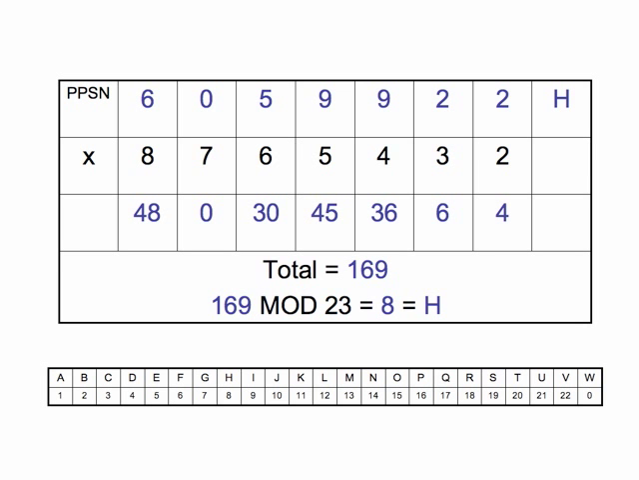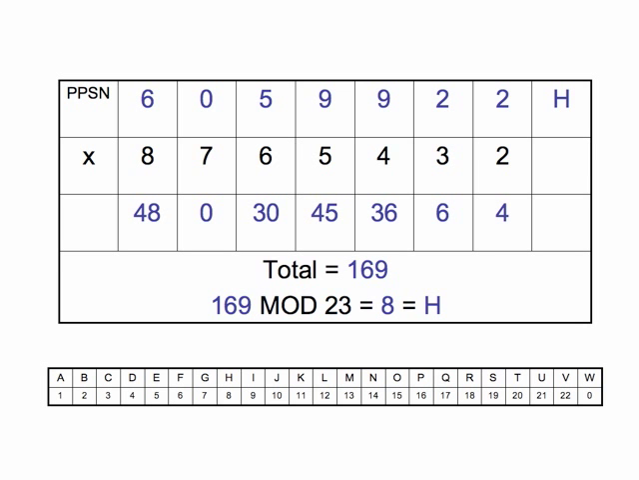Then we use a table to see which letter goes with that number. So 1 gets A, 2 gives B, 3 gives C, and 4 gives D, and so on. So a mod 23 value of 8 will give a checksum letter of H.